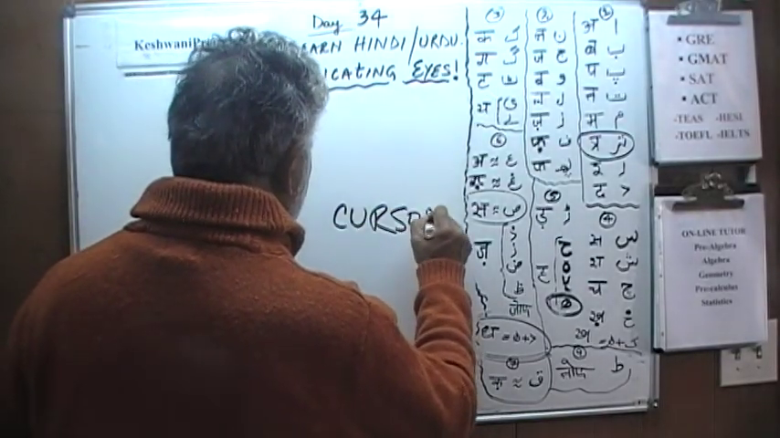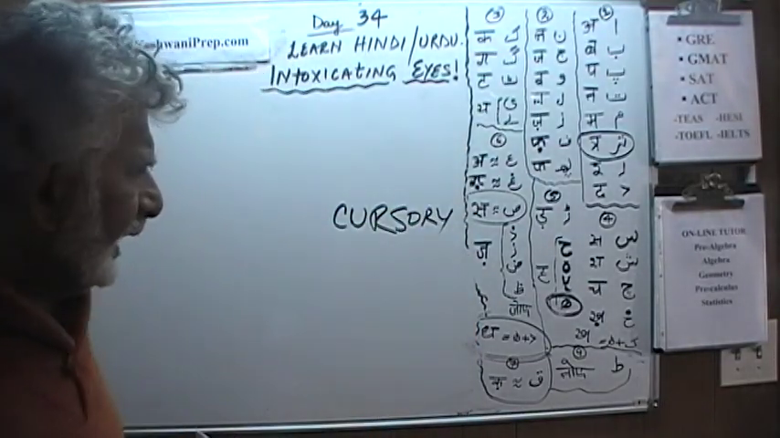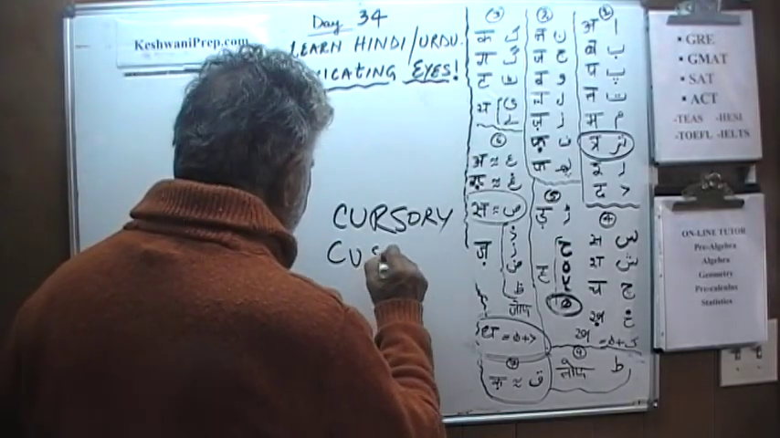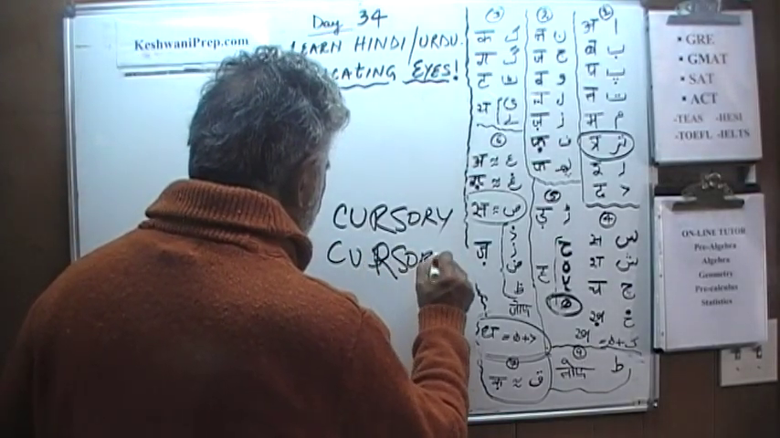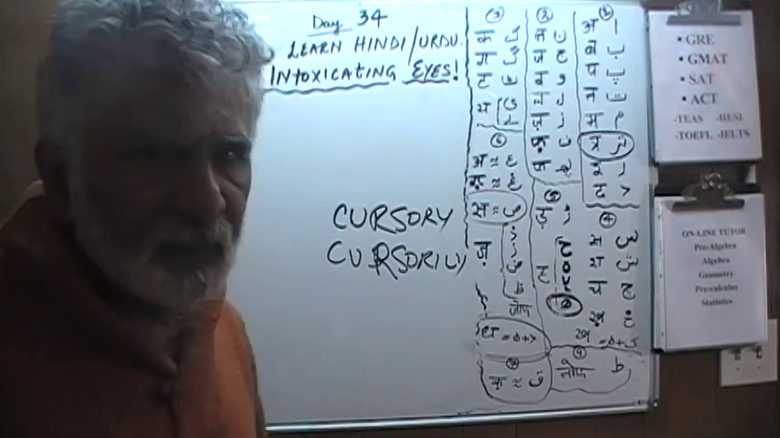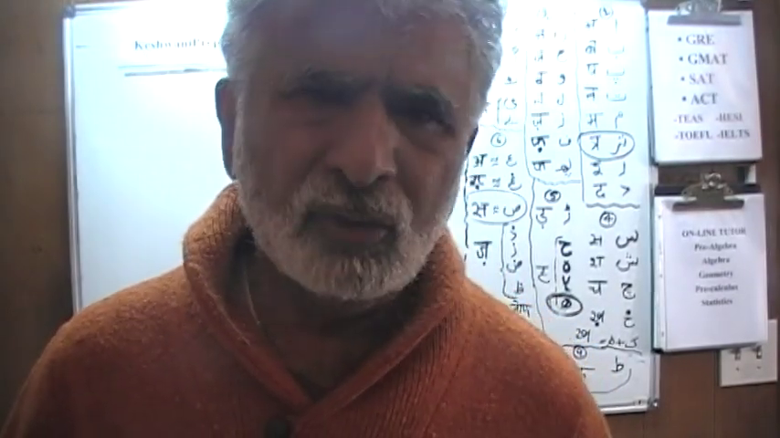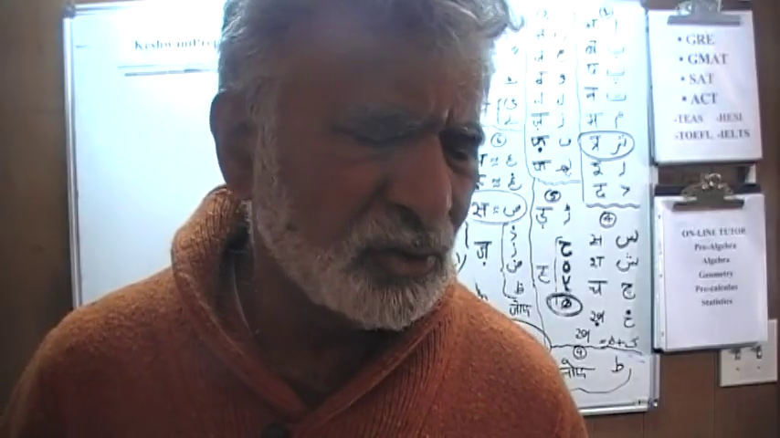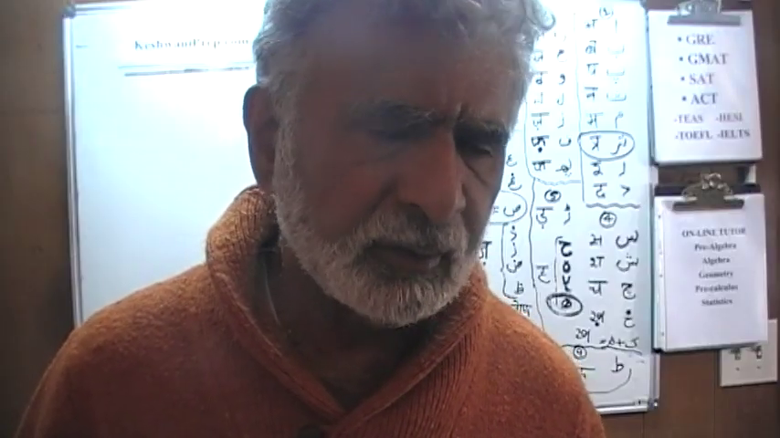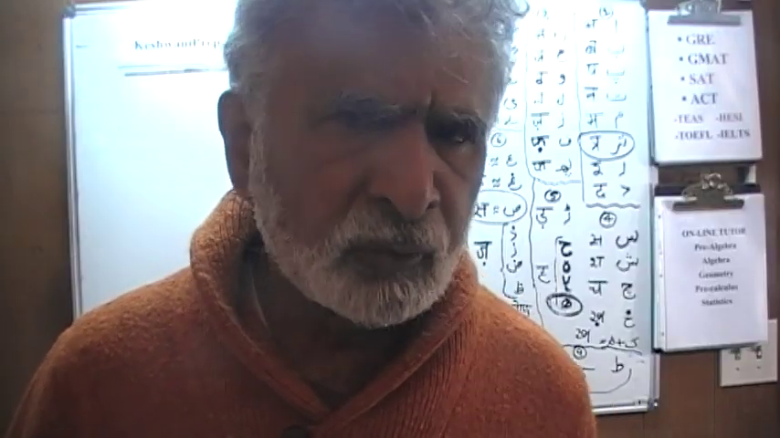If you don't know what this word means, look it up, cursory. The adverb would be cursorily. A cursory job is where one does something for the sake of saying that I did it. That's all it is. You don't do a good job. You do something because you were told to do something. That's it. I don't want to do a cursory job. We're going to do a good job. We're going to do a thorough job.